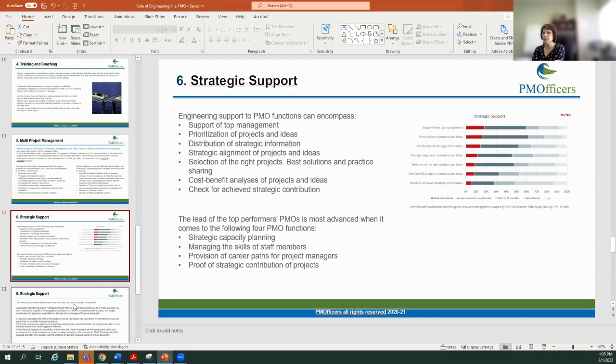Cost benefit analysis of all the projects and ideas. Check for achieved strategic contribution throughout the various business units up to the company. The lead of the top performers' PMO is most advanced when it comes to the following 4 PMO functions: strategic capacity planning, managing the skills of staff members, provision of career paths for project managers, proof of strategic contribution of projects.